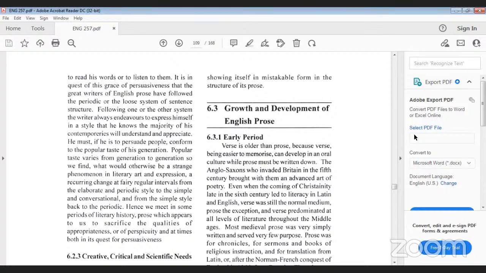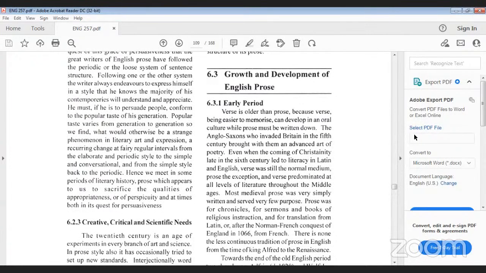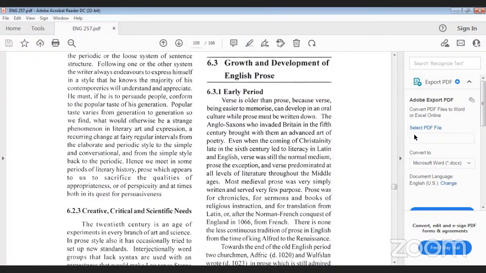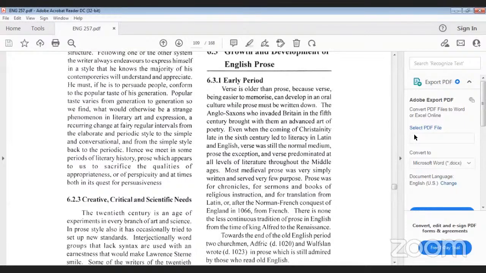Throughout the Middle Ages, most medieval prose was very simply written and served very few purposes. Prose was used for chronicles, for sermons and books of religious instruction, and for translation from Latin, or after the French conquest of England in 1066, from French. There is nonetheless a continuous tradition of prose in English.